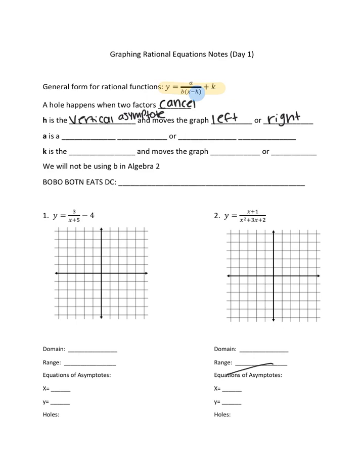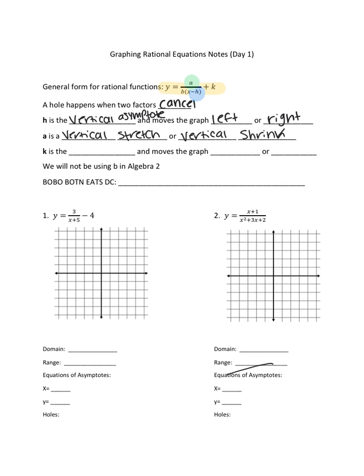A, the number that's on the top, will be in green. A is going to give you a vertical stretch or vertical shrink, so it's the numerator of whatever your fraction is.